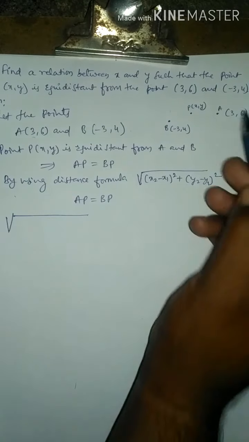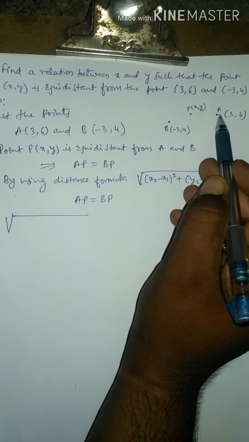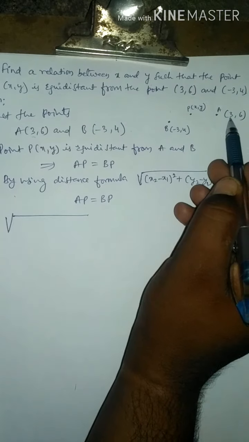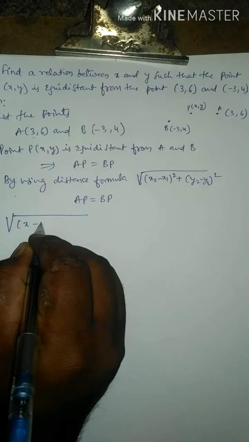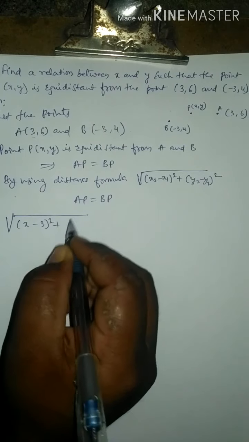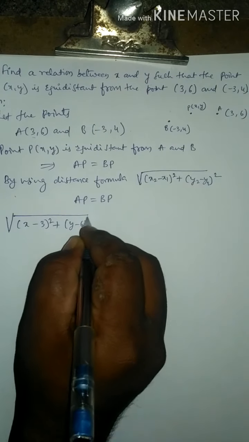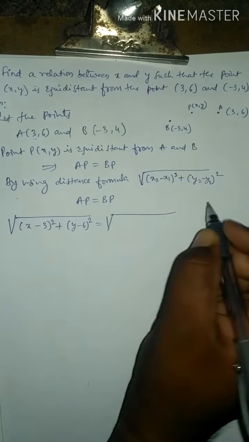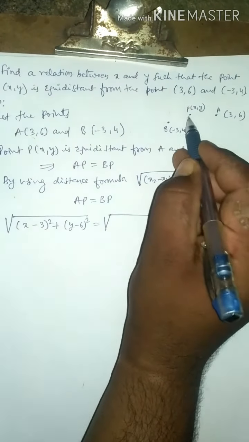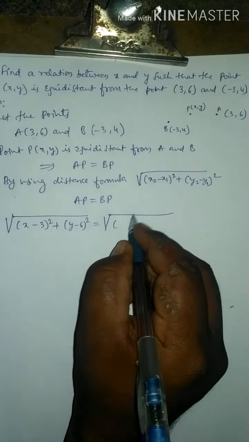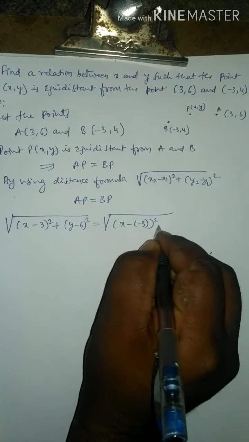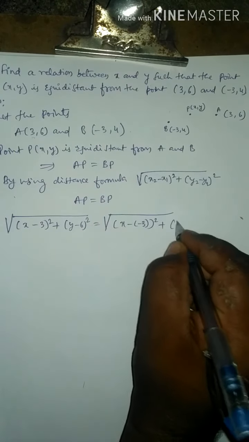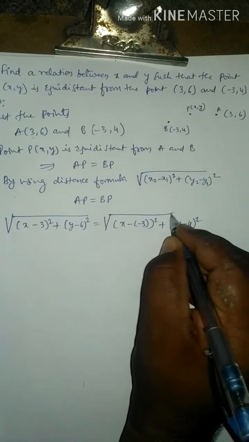So how to find the distance from A to P? This is x1 y1, this is x2 y2. How to write? X minus 3 whole square plus y minus 6 whole square. This is equal to BP. Here this is x1 y1, this is x2 y2. How to write? X minus minus 3 whole square plus y minus 4 whole square.